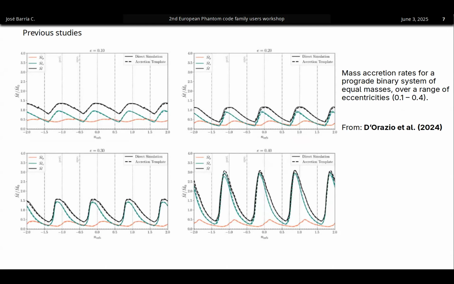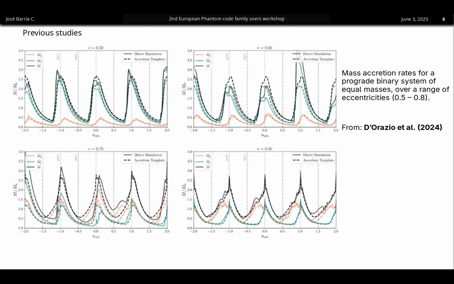For even higher eccentricities, you start noticing that the accretion becomes sharper. You have these very distinct sharp peaks, which are aligned with the periastron of both components. But you also start seeing that the mass accretion rate of both components becomes roughly the same.